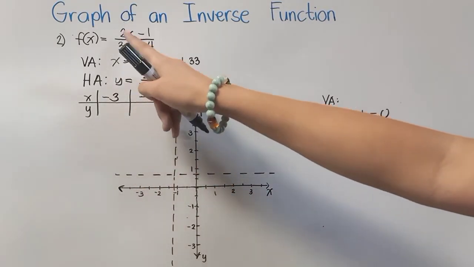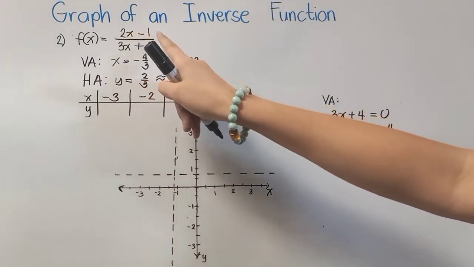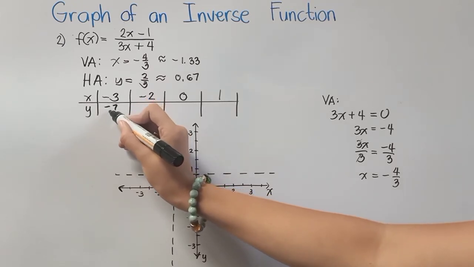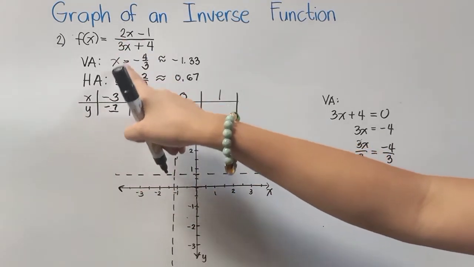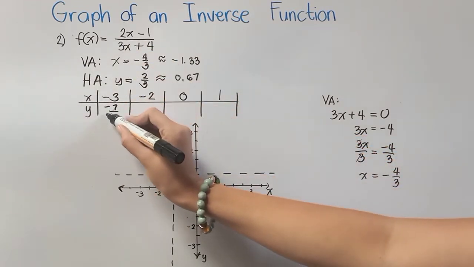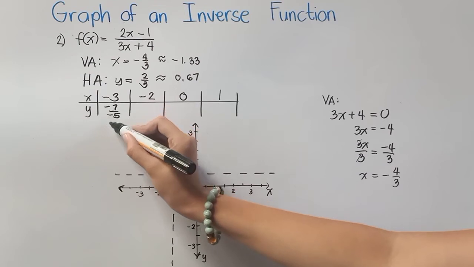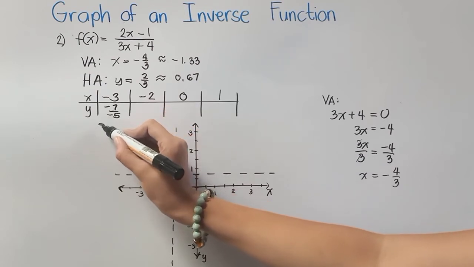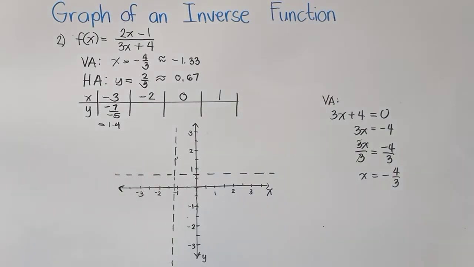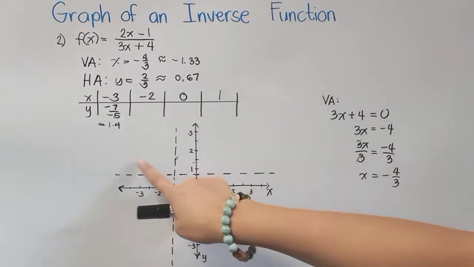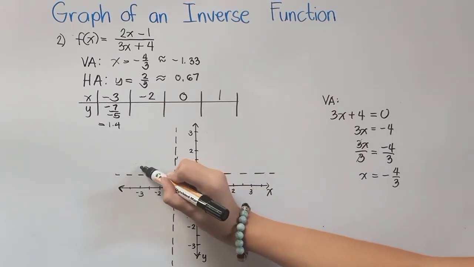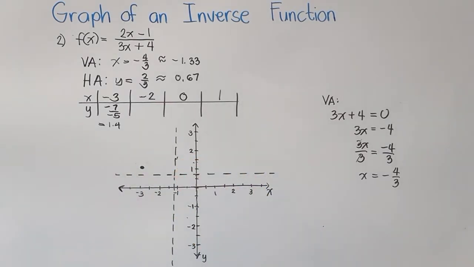Let's start with negative 3. Negative 3 times 2, it's negative 6 minus 1, so that's negative 7. And then negative 3 times positive 3 is negative 9 plus 4, so it's negative 5. Dividing those two numbers, we have 1.4. Let us plot this point directly. We have here negative 3 and positive 1.4. So it's in this point.